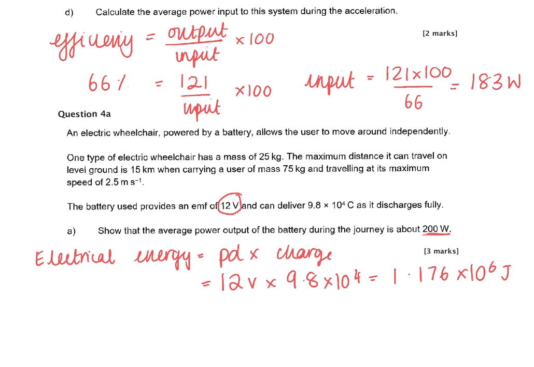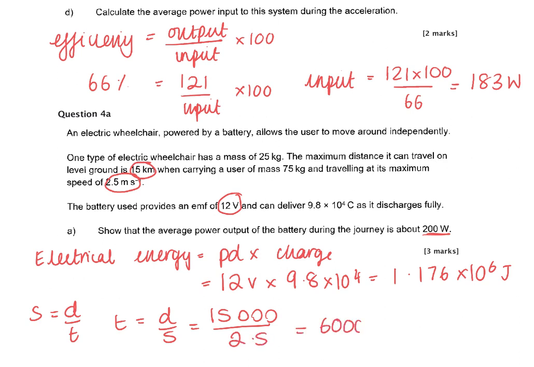We are then going to work out our time from this speed and this distance here. So we can use speed equals distance over time. So we're going to rearrange that because the one that we are missing is the time. So distance divided by speed. So the distance travelled is 15 kilometres, which is 15,000 metres, divided by the maximum speed, and that's going to give us a time of 6,000 seconds.